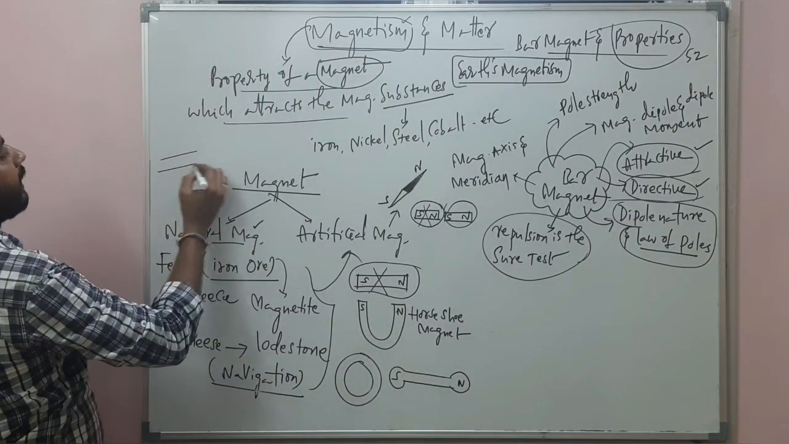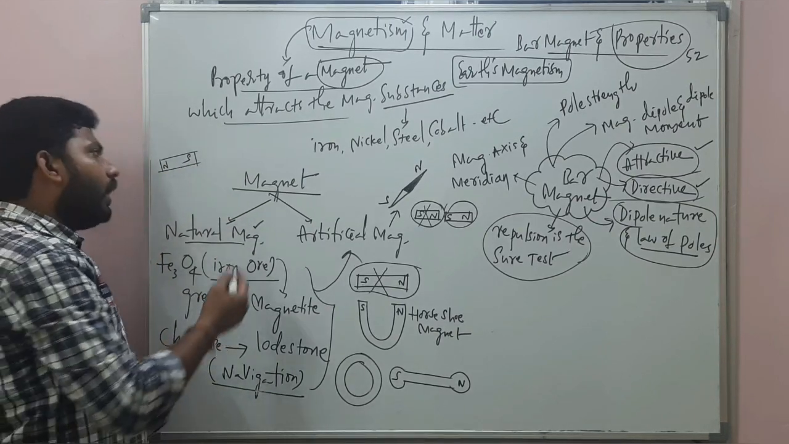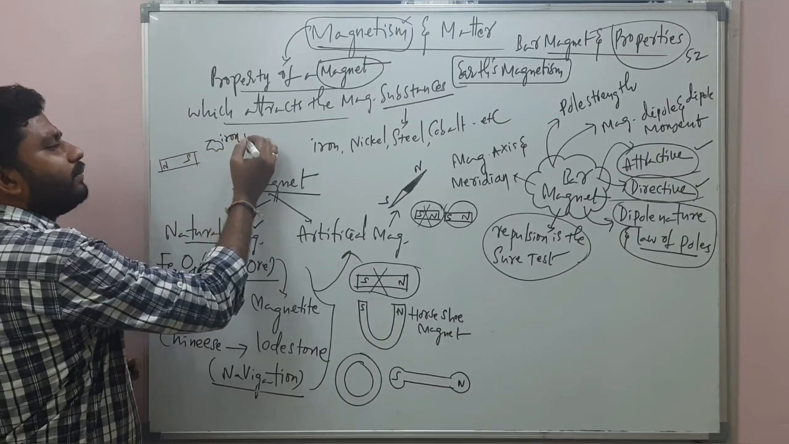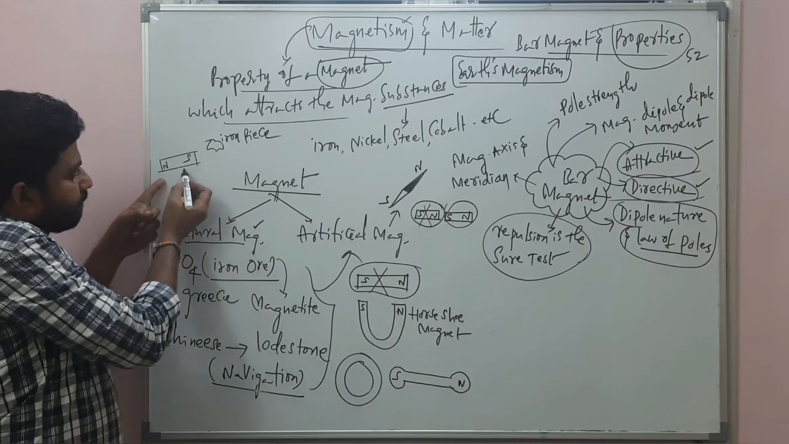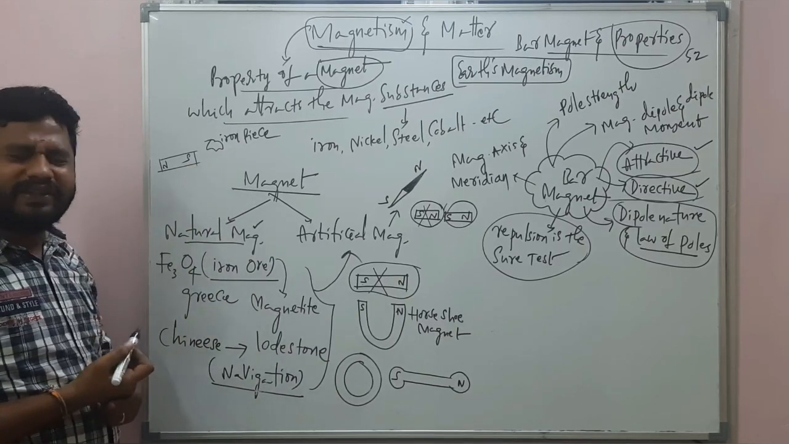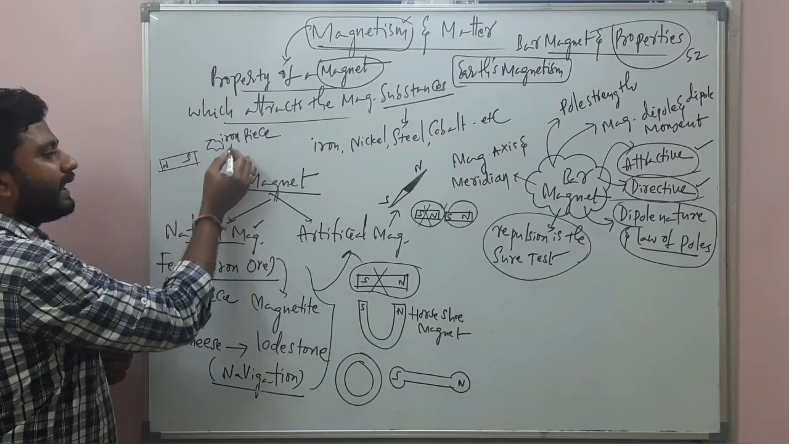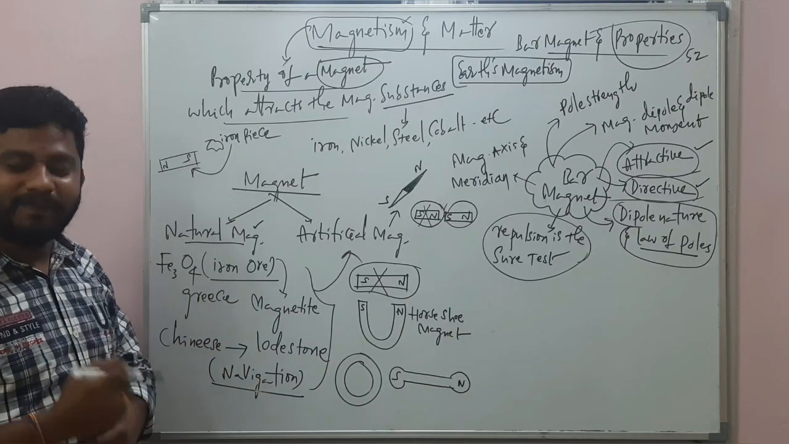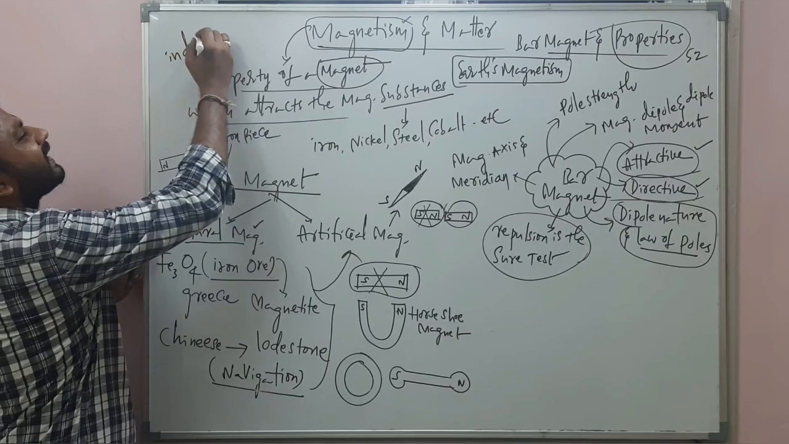I have a bar magnet with a north pole and a south pole. And there is a magnetic substance available here. It may be an iron piece. When I bring this bar magnet close to the iron piece, definitely 101% this iron piece will be attracted by this magnet. How is it possible? Because of the phenomenon called induction.